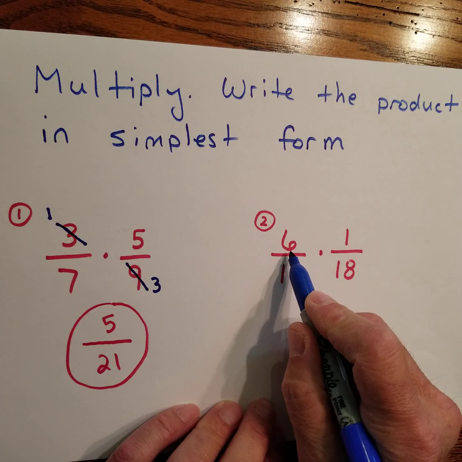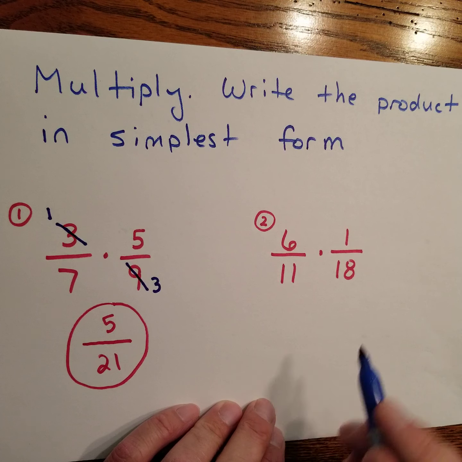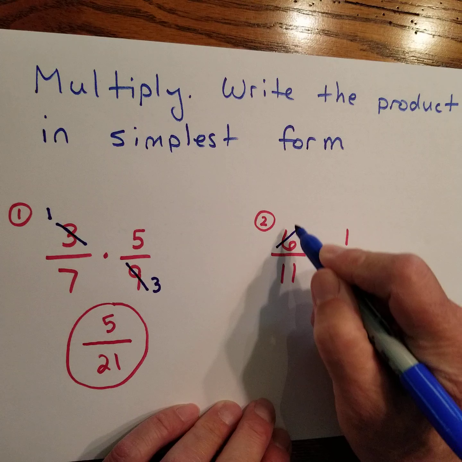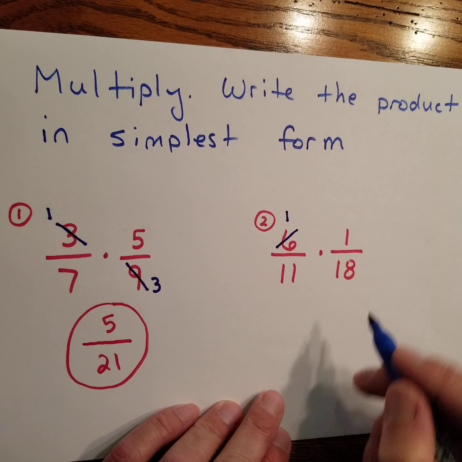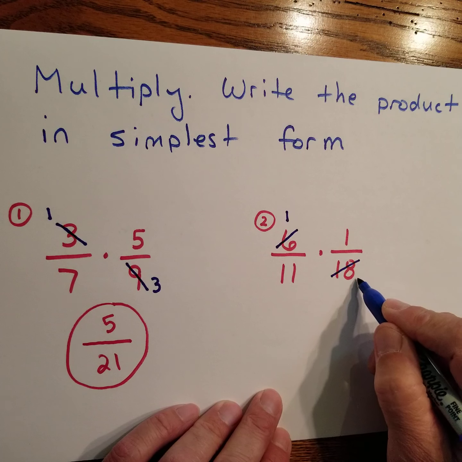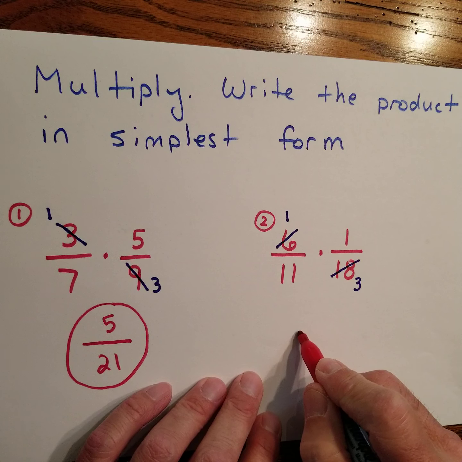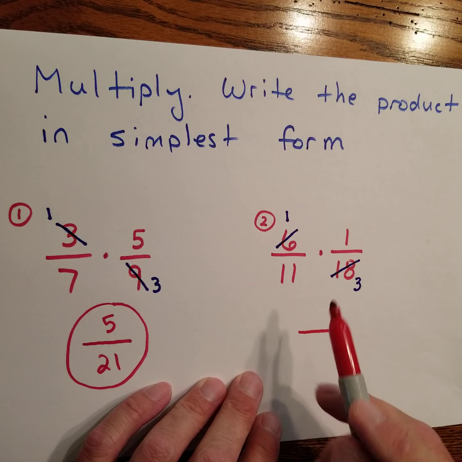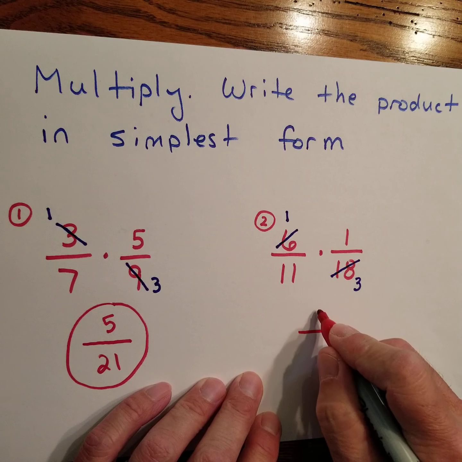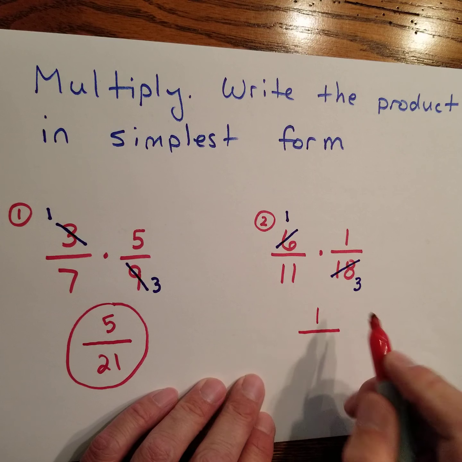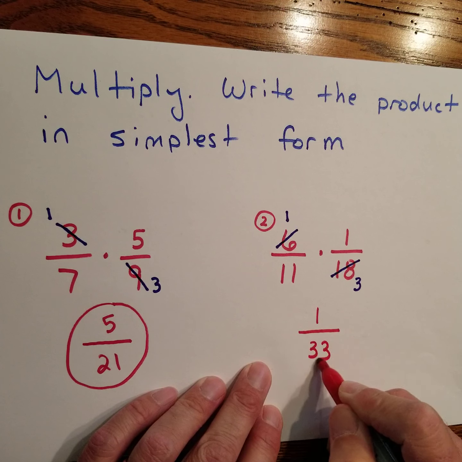Well, I can divide 6 into 6, and I can divide 6 into 18. 6 goes into 6 one time. 6 goes into 18 3 times. Now multiply the top numbers and the bottom numbers. The tops, 1 times 1 is 1. In the bottoms, 11 times 3 is 33. Got it.